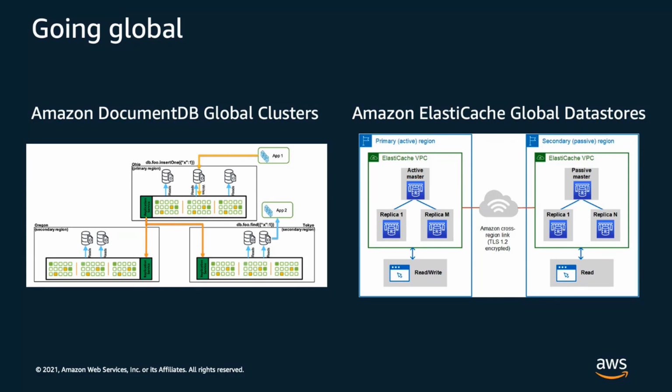Additionally, if you needed to expand to a new region where maybe DocumentDB wasn't yet available, you could leverage global data stores from ElastiCache to serve up hot data in a region where your customers are and that it is available.